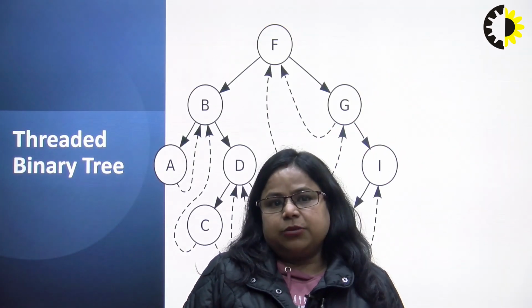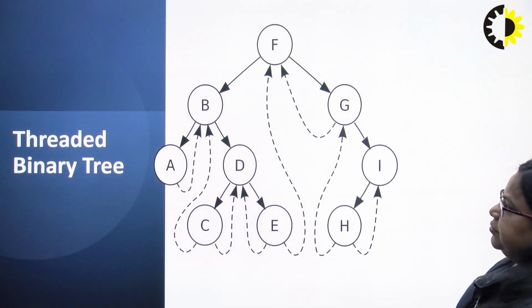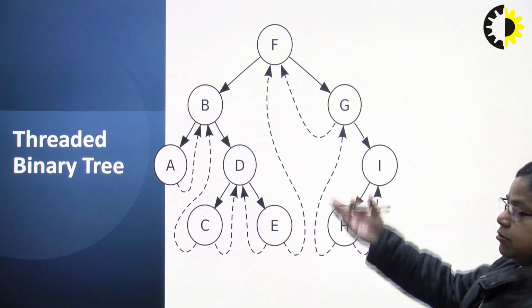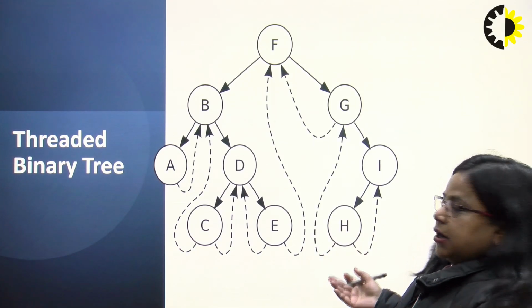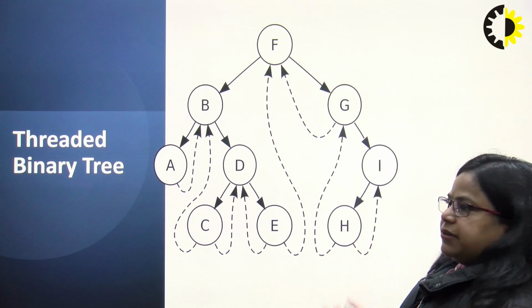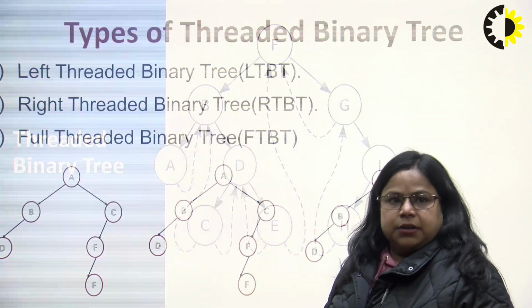When I am talking about the threaded binary tree, you can see this is the way we need to maintain it. Suppose this particular tree is given to you. First of all, you have to write the in order of the tree, and from the in order, you have to generate the threads for the particular tree.